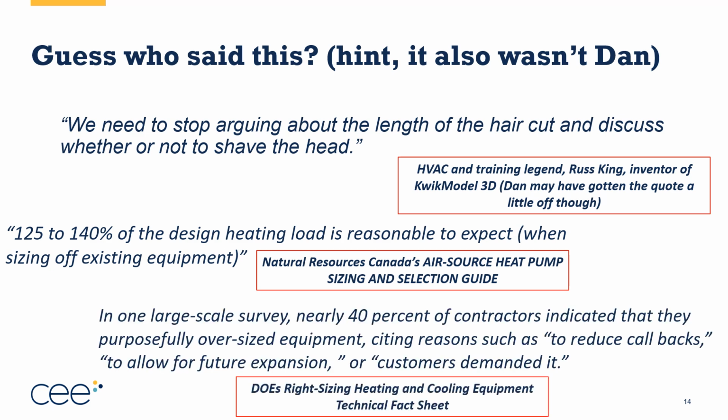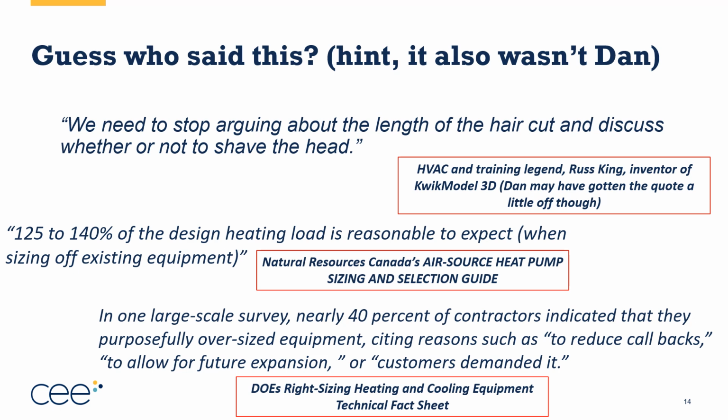And then from DOE and their Right Sizing Heating and Cooling Equipment technical fact sheet, they mentioned a large-scale study or survey where 40% of contractors indicated that they purposely oversize equipment, trying to reduce callbacks. So what we've got is data that shows that our load calculation estimates are higher than modeled and measured. We know that we need to focus on getting that repeatable and reasonable data entry, good quality data, like Russ is mentioning.